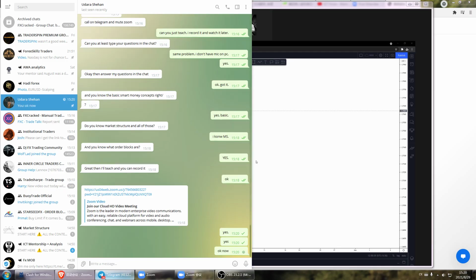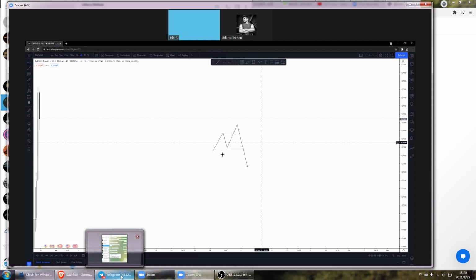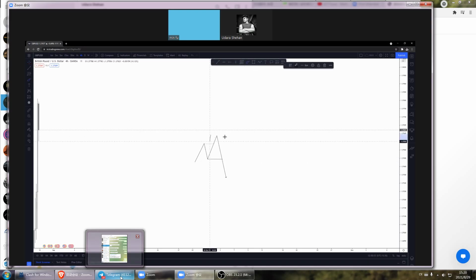Okay, so now this is what happens. For us to consider this as a strong high, price has to take out liquidity and then break structure. It has to take out liquidity and then break structure. So if this happens, we're going to consider this high right here as a strong high.